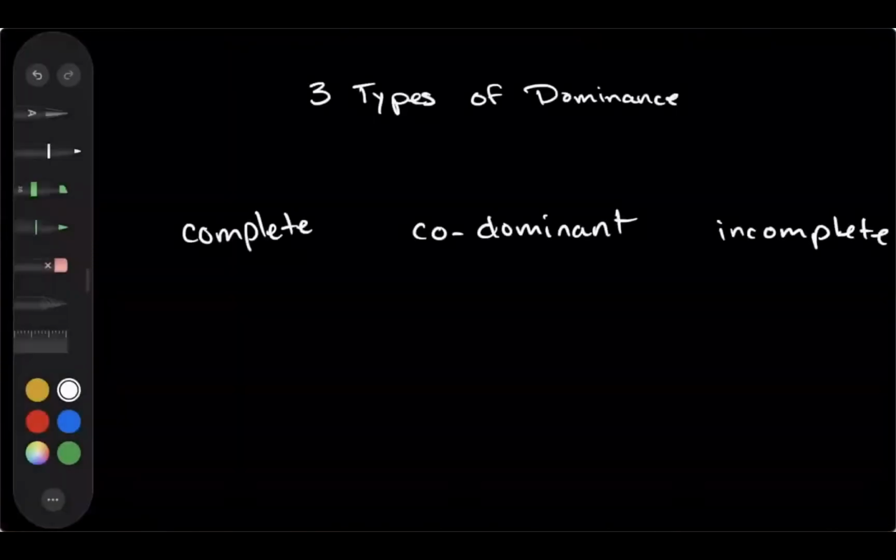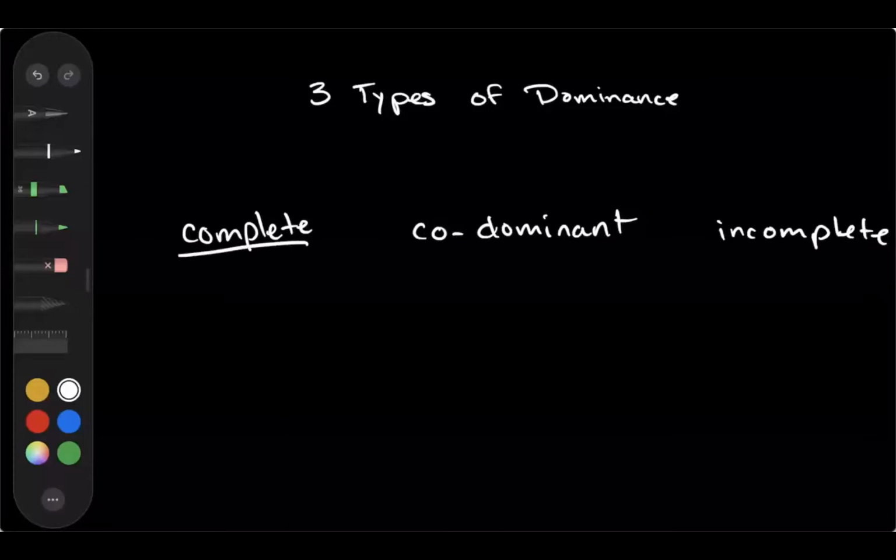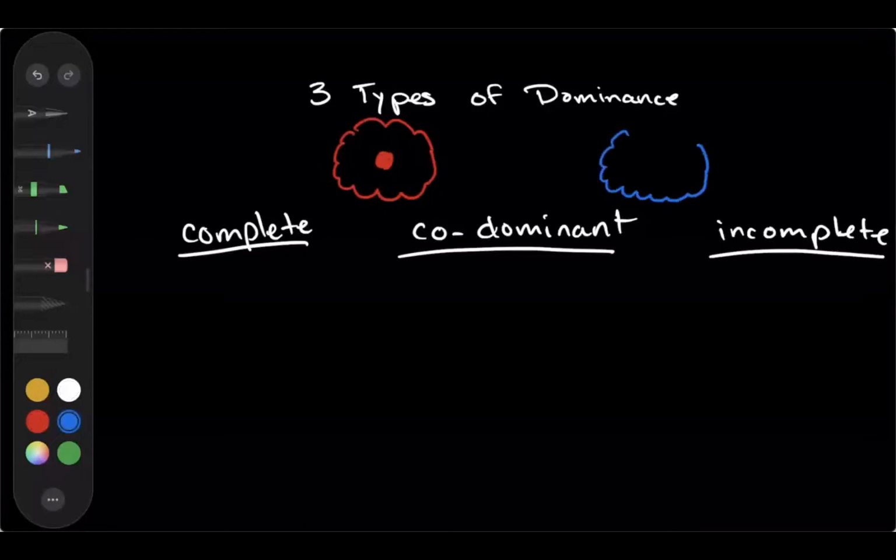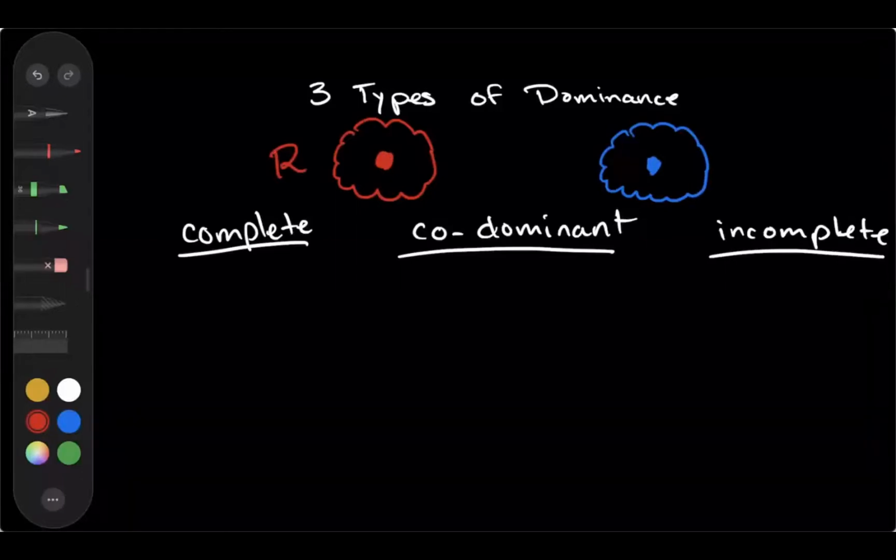All right, guys, to get a better understanding of non-Mendelian inheritance, we have to understand the three types of dominance. So there is complete dominance, codominance, and incomplete dominance. And we're going to use an example with flowers. We're going to be talking about flower color. So we're going to have a red flower, and we are going to have a blue flower. And we're going to have a red R for the red allele or the red phenotype, and a blue R over here.